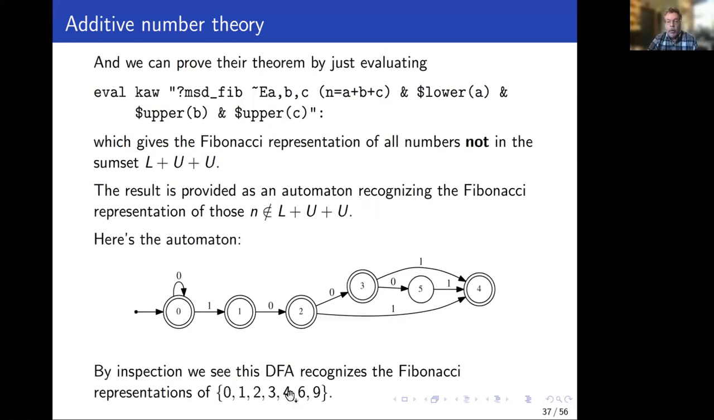But if we already know the theorem, we can just look at the result and verify that indeed the only things that are not in L + U + U are these, accepted by this automaton: 0, 1, 2, 3, which is 1, 0, 0 in Fibonacci, 4, which is 1, 0, 1, 5 is 1, 0, 0, 0, it's not accepted, 6 is 1, 0, 0, 1, and 9, which is 1, 0, 0, 0, 1. So indeed, we recover their theorem with little work.